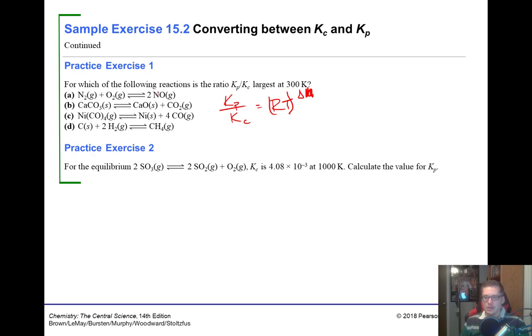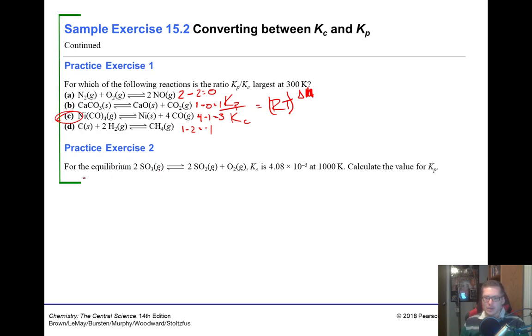So our delta n here, well, that'd be 2 for our products minus our reactants, and they're both 2, so 2 minus 2, so our delta n would be equal to 0. Here, our gaseous product is 1, the reactant is 0, so it would be 1. Here we've got 4 for the CO and 1 for that, so it would have 3. And this guy would be 1 minus 2, so we get negative 1. So the biggest would be that one. That would be the biggest ratio.